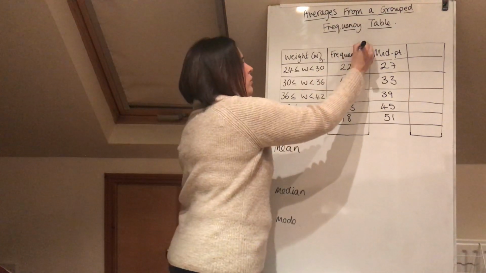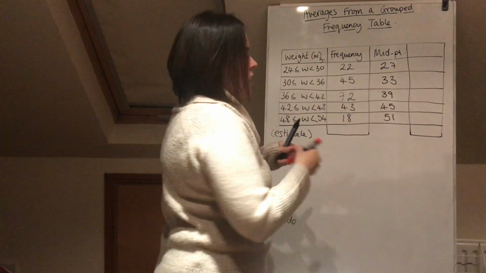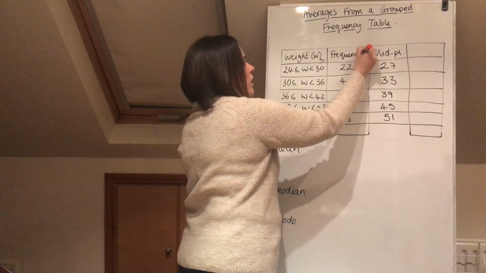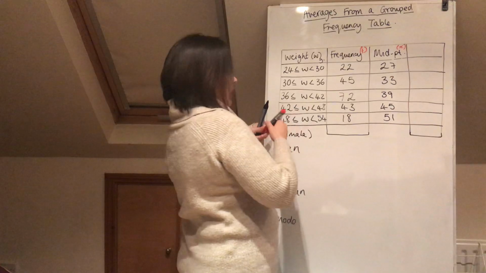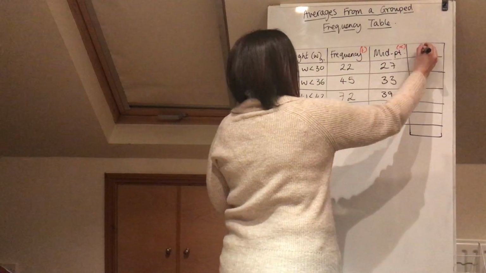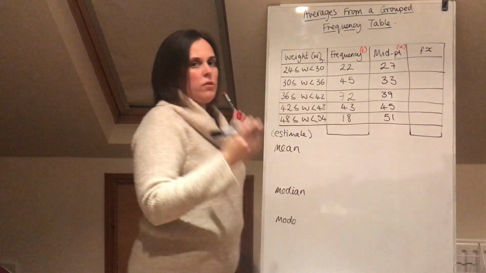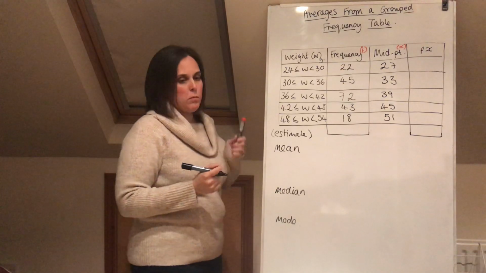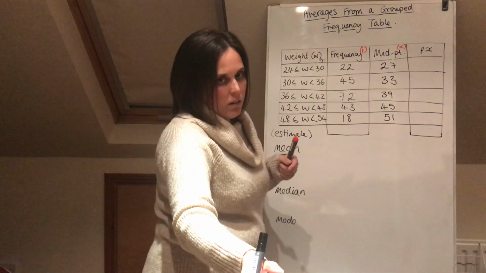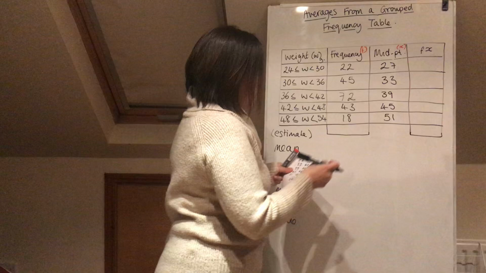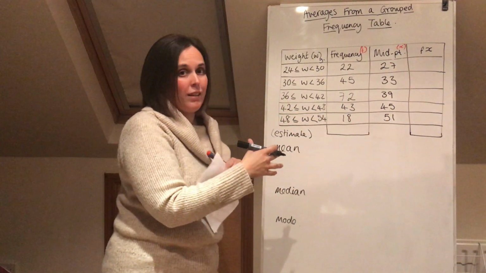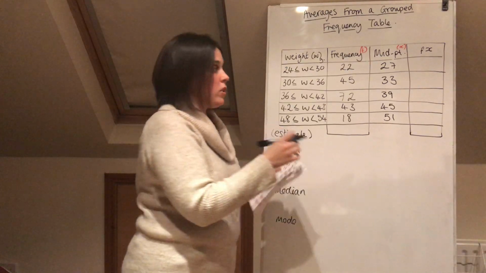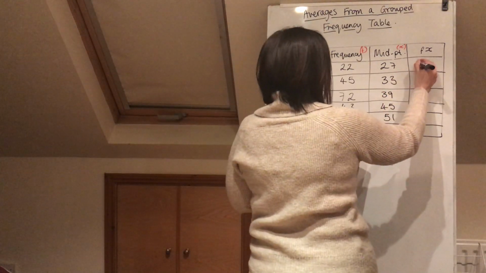Now I'm going to call the frequency, let's do it in red so you can see, F, and I'm going to call the midpoint X, and then this last column we can call Fx. Okay, so it's the frequency multiplied by the midpoint. Alright, now I've calculated these already, so I'm just going to write them down for you, but obviously with numbers this big, use your calculator, but please be careful when you're typing it in that you don't make a mistake.